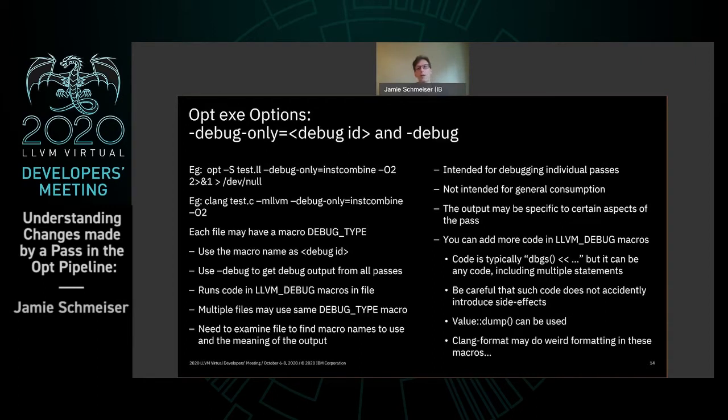Be careful that you do not accidentally introduce code that has side effects within these macros, as the code will only be run when debug is specified. Using -debug-only requires inspection of the code to determine the ID to use, and to also understand what the debug output means. One can add new code to a pass to help understand it, and this technique can be very useful. In particular, calling dump on different values can be very useful in understanding the code.